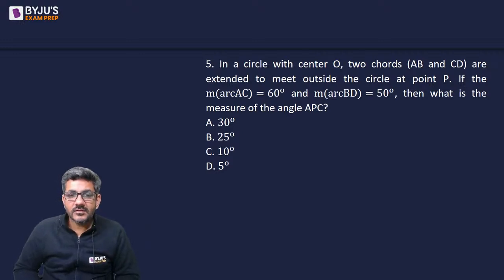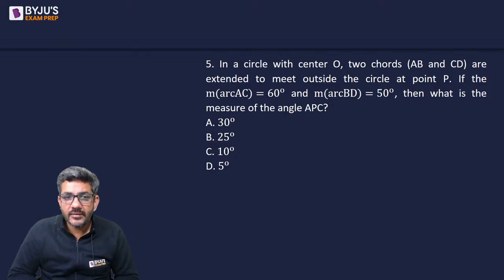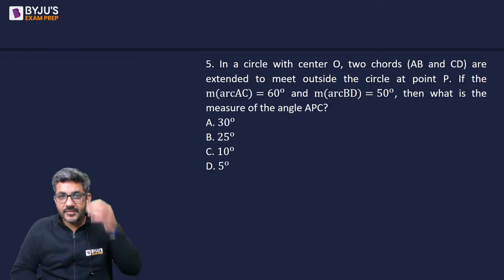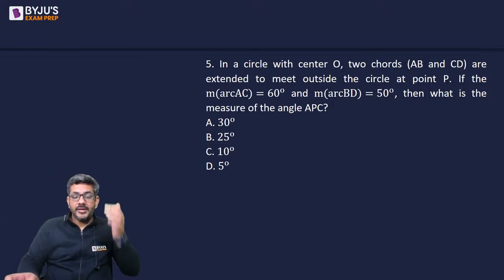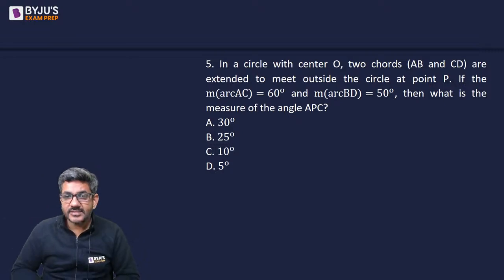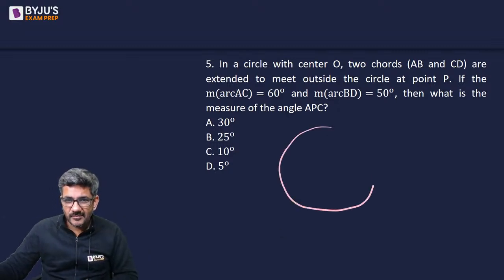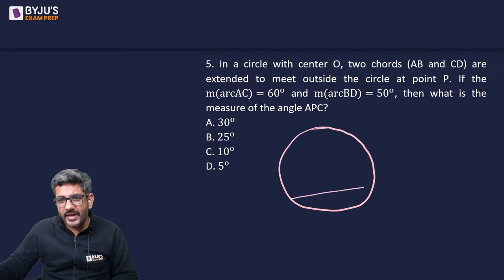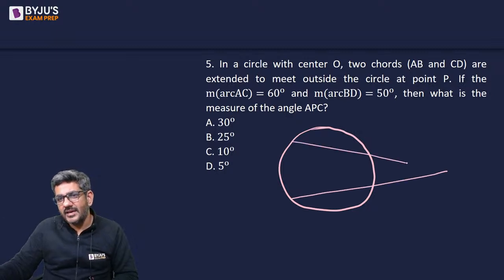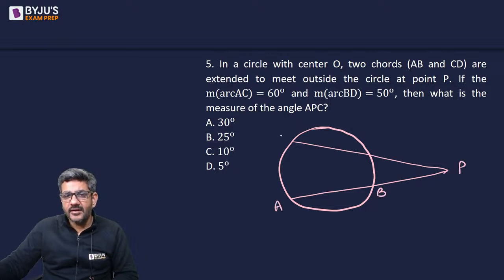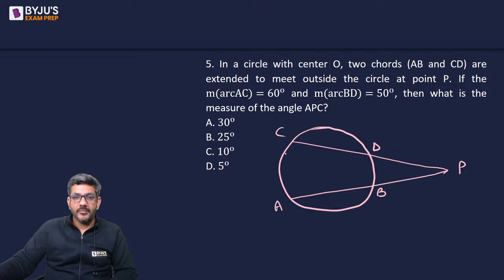In a circle with center O, two chords AB and CD are extended to meet outside the circle at point P. If the measure of arc AC is 60 degrees and the measure of arc BD is 50 degrees, then what is the measure of angle APC? The answer has been given as D again. Let's start doing it. So here is the circle. I have a chord AB, I have a chord CD, and they meet at a point P. So this is chord AB extended, this is chord CD extended, they meet at P.